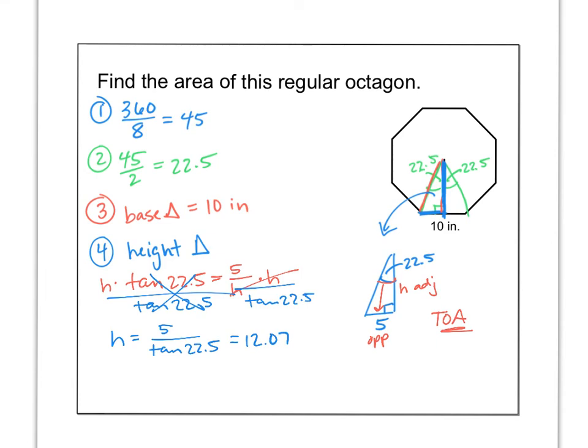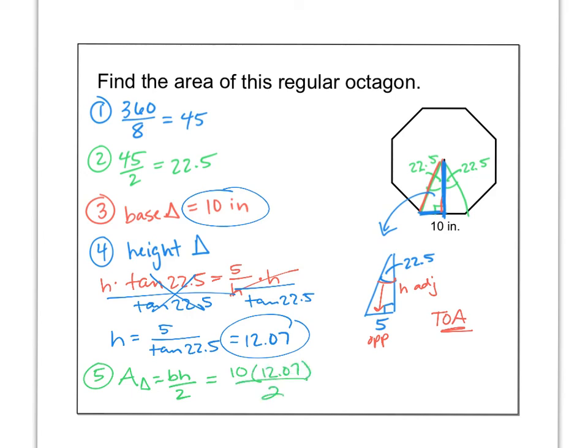Once you have the height of your triangle, you now have the base and the height of your triangle. So step number 5 is you're going to find the area of your triangle, which is base times height divided by 2. So base was 10, height is 12.07, divide by 2. 60.36.